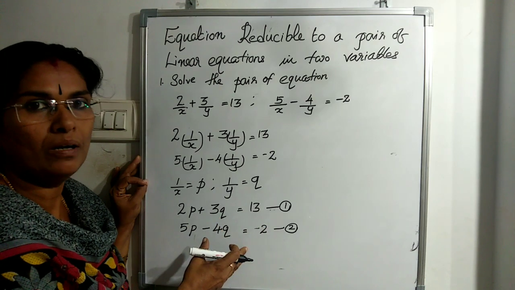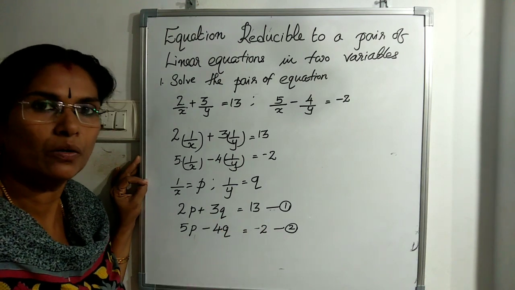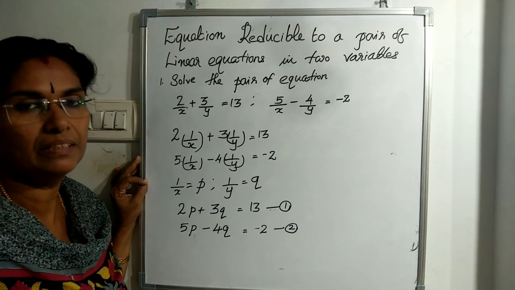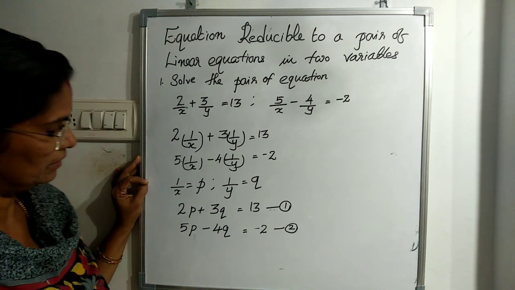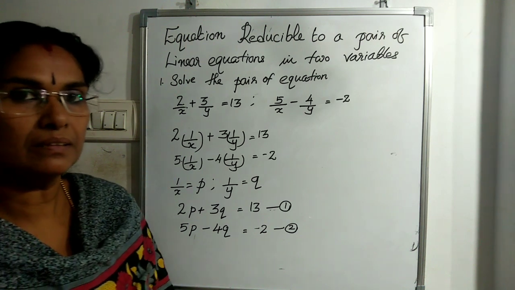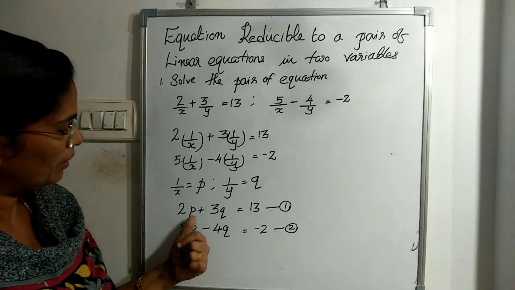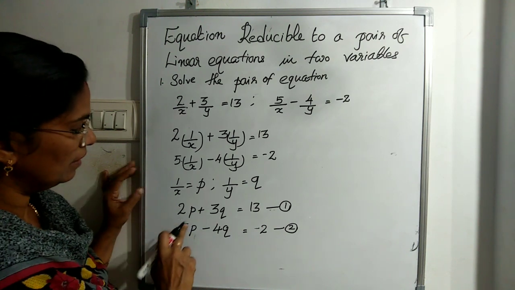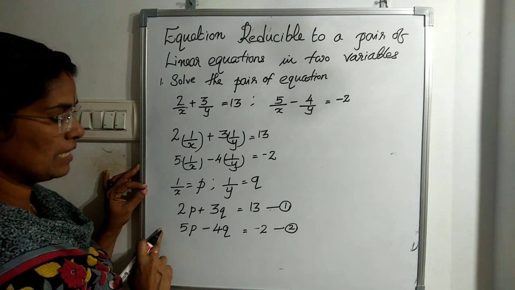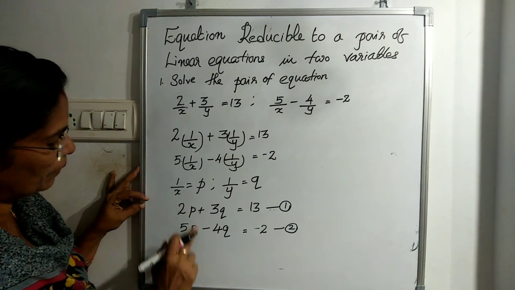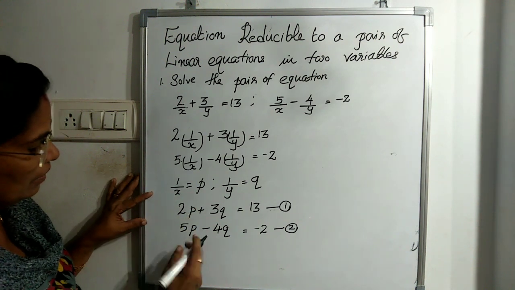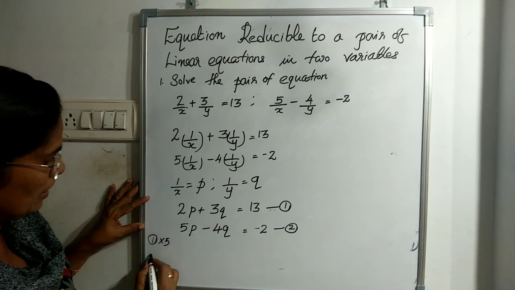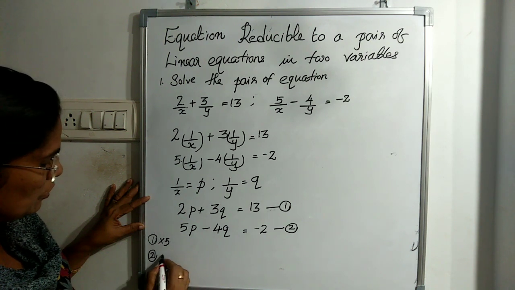This we can solve by any method, substitution or elimination. I think the easy method is the elimination method. In the elimination method, the coefficient of one variable should be the same. So we have to make the coefficient of any one variable the same. I am taking the coefficient of p. To make it the same, equation 1 is multiplied by 5 and equation 2 is multiplied by 2.